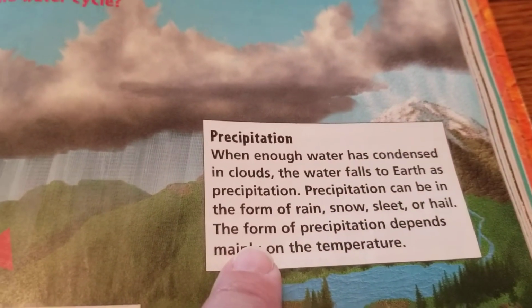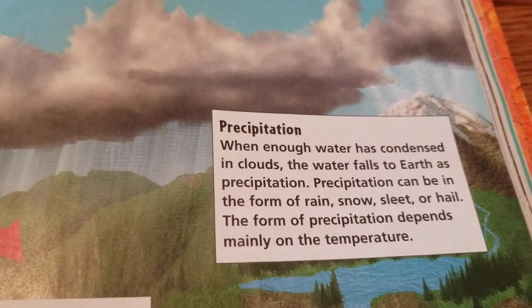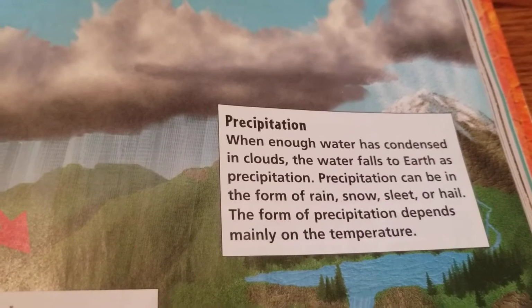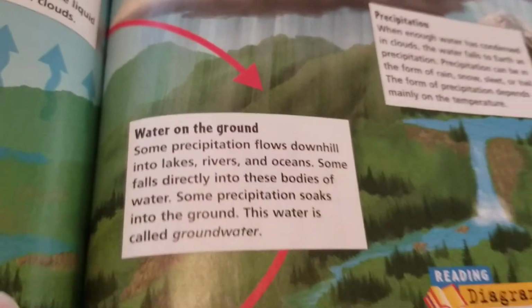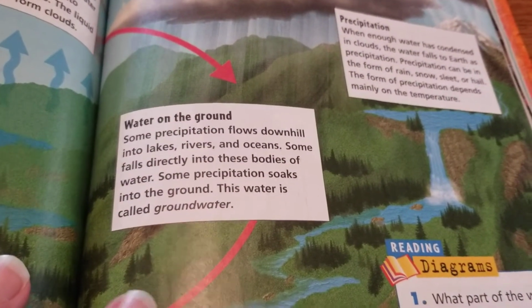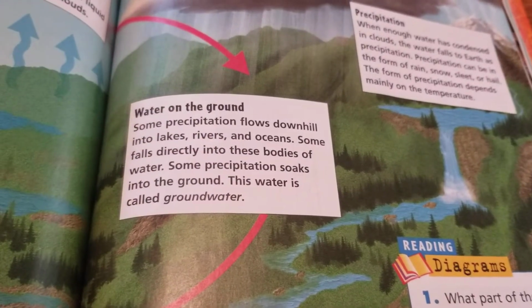So those clouds get heavy enough, and at some point the water droplets are going to fall back to Earth. When enough water has condensed into clouds, the water falls to Earth as precipitation. Precipitation can be in the form of rain, snow, sleet, or hail. The form of precipitation depends mainly on temperature. Water on the ground. Some precipitation flows downhill into lakes, rivers, and oceans. Some falls directly into these bodies of water.